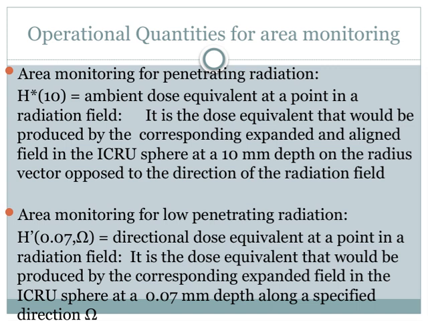Finally, these concepts tie into the operational quantities used for area monitoring. They are essential because they help us assess and control radiation exposure in various environments, ensuring safety and compliance with regulations. Understanding these quantities allows us to choose the right detectors and measurement strategies depending on whether we're dealing with penetrating or low penetrating radiation.